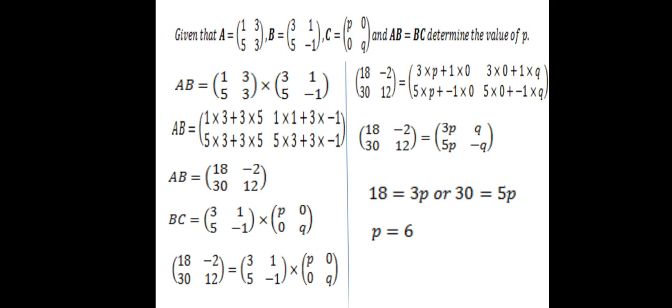Now, since they are equal, you can see that 18 is equal to 3P, or 30 is equal to 5P, giving the value of P as 6.